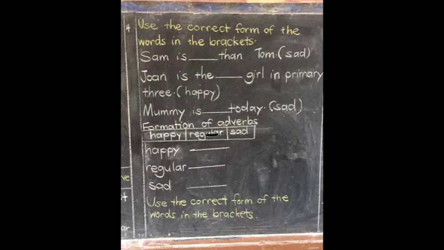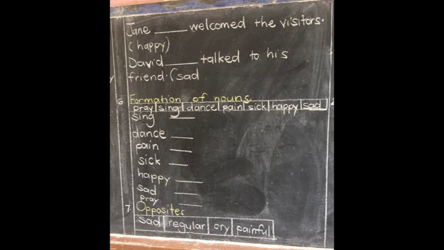Okay. So the next activity tells us to use the correct form of the words in the brackets. The first one says, Jane dash welcomed the visitors. In brackets we have happy. So you're going to use the correct form of the word happy to form a correct sentence. The next one says, David dash talked to his friend. In the brackets we have sad. So still you use the correct form of the word sad to make that sentence correct.